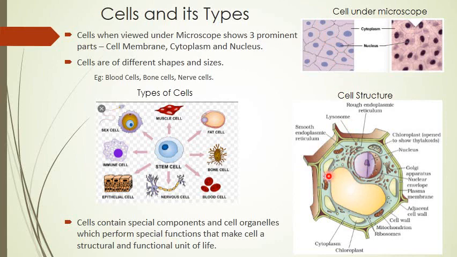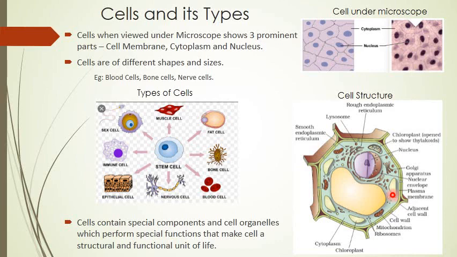Now the cell has special components, as I said: the cell membrane, the cytoplasm inside, and also the nucleus. It also contains cell organelles. The cell organelles are, for example, mitochondria, endoplasmic reticulum, chloroplast, etc. All these are some of the cell organelles. What are these cell organelles? Let us study in the further sessions.